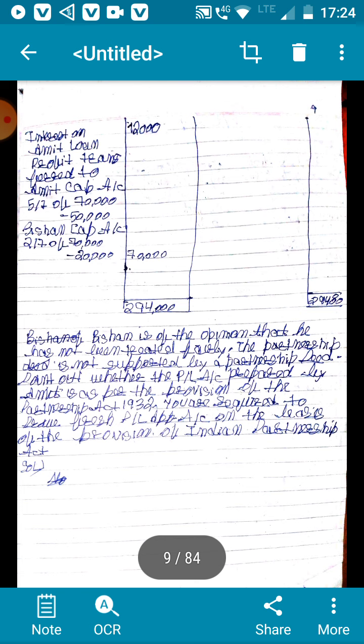So we will subtract it when we do the solution of this question. Profit transferred to Amit's capital account is equal to 5/7 of 7 lakh minus 70,000 minus 50,000, and profit transferred to Vision's capital account is equal to 2/7 of 70,000 minus 20,000.